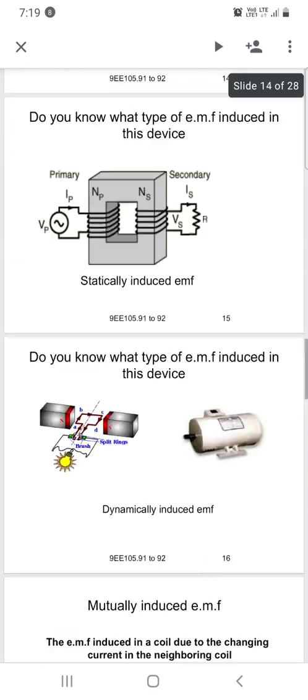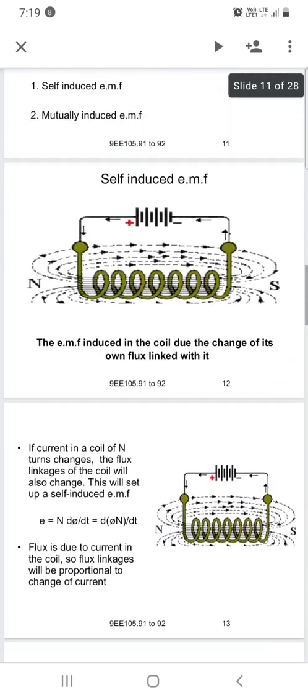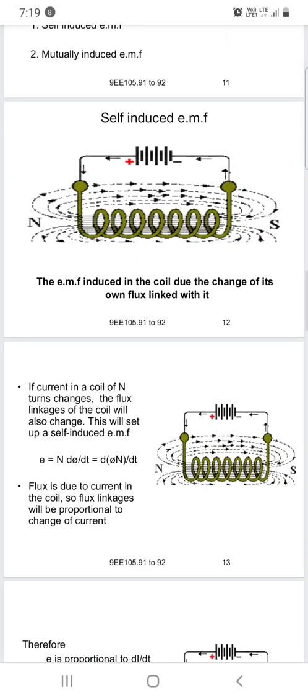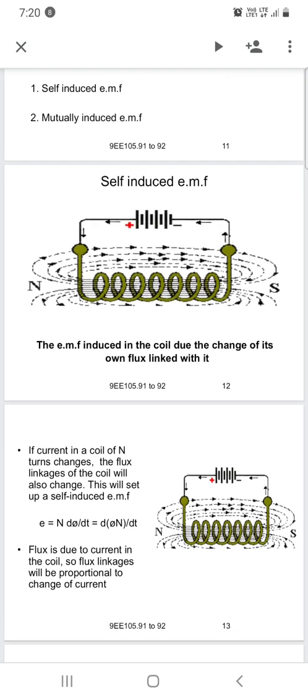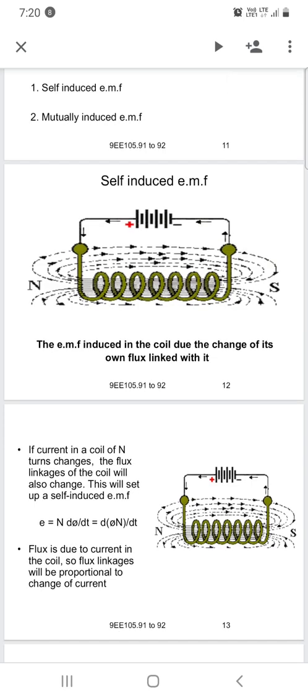So what is the self-induced EMF? What is the mutual induced EMF? We have to discuss self-induced EMF and mutual induced EMF. So this is the figure for self-induced EMF. Here this is the coil, these are the conductors, and these are the number of turns. A battery is connected to this coil, so current will be flowing through this coil.